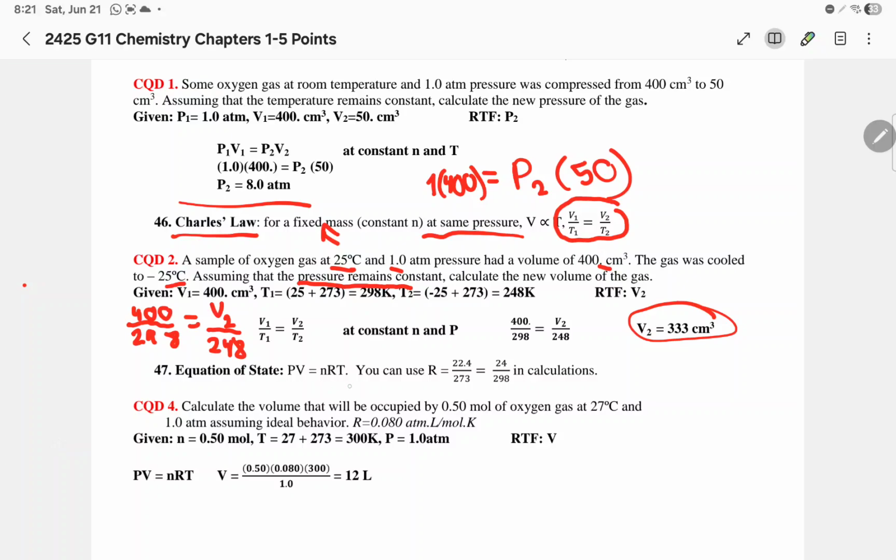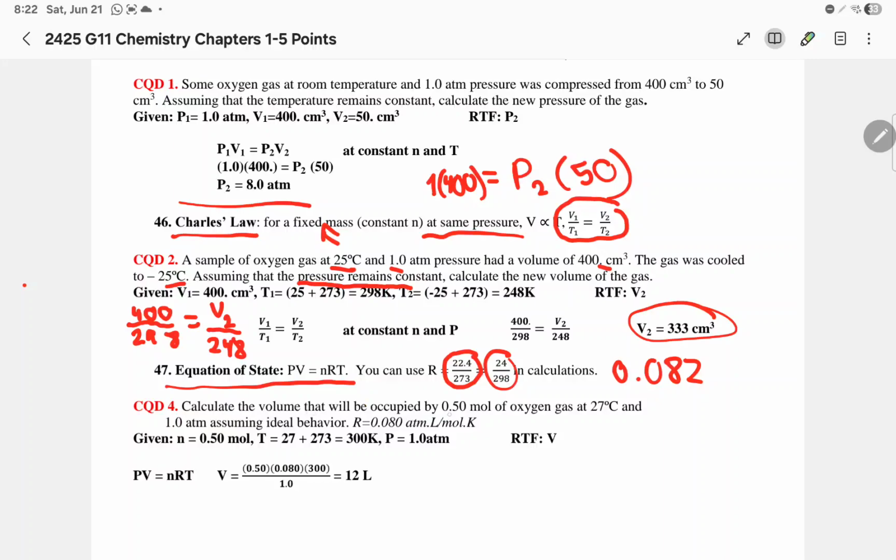The equation of state is the general equation. Here they didn't give us the last equation, which is P1 V1 over T1 equals P2 V2 over T2. We took it in physics though. The equation of state is PV equals nRT, and R is 22.4 over 273 or 24.2 over 298. I don't know why last year, or they're probably the same, but we used to also say that R is equal to 0.082 or 0.080. Depends on what they give us.